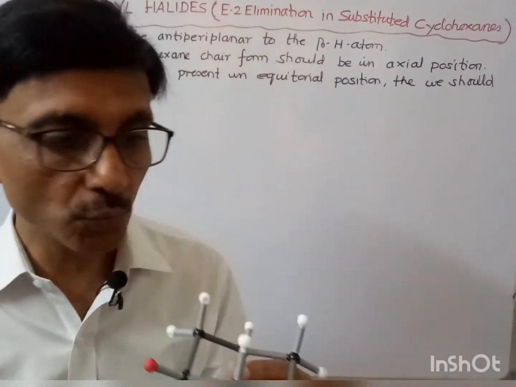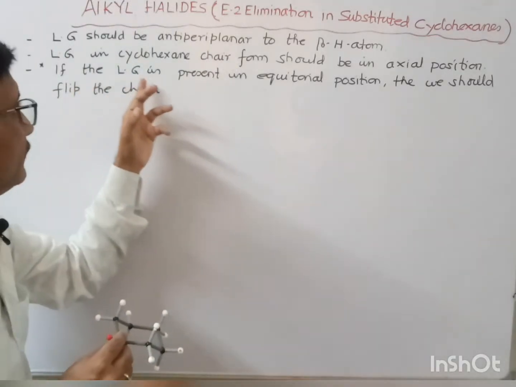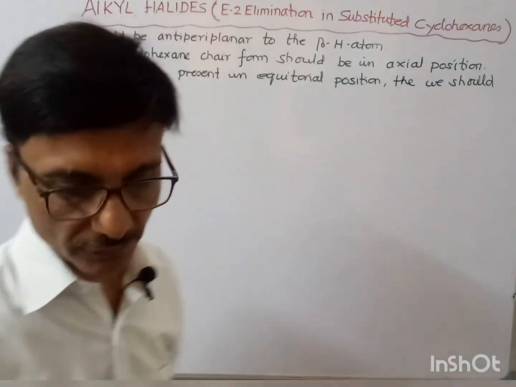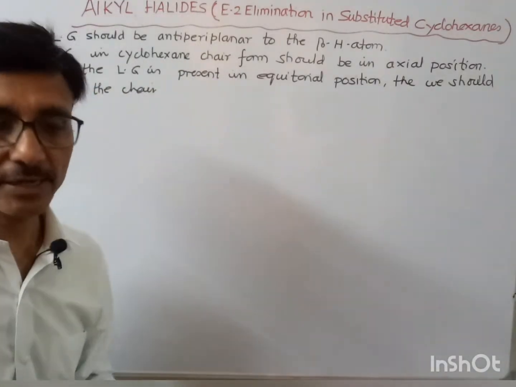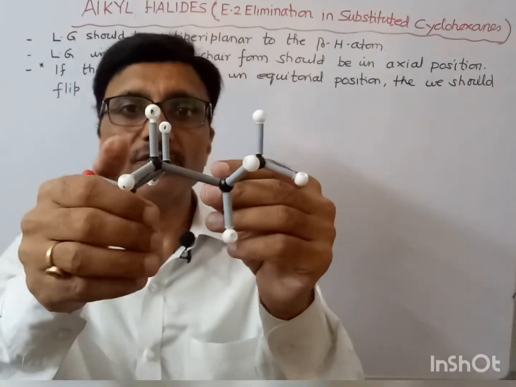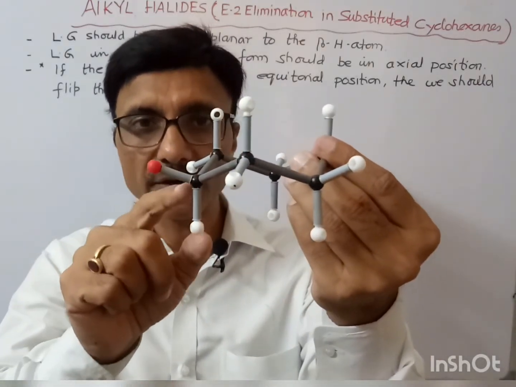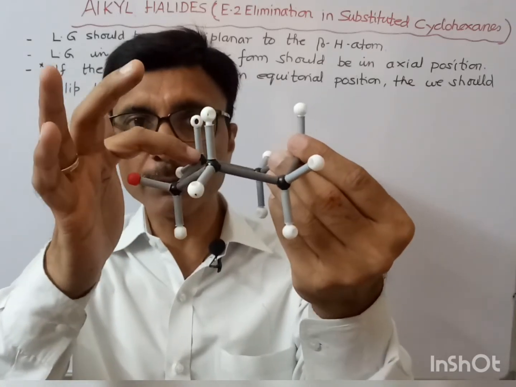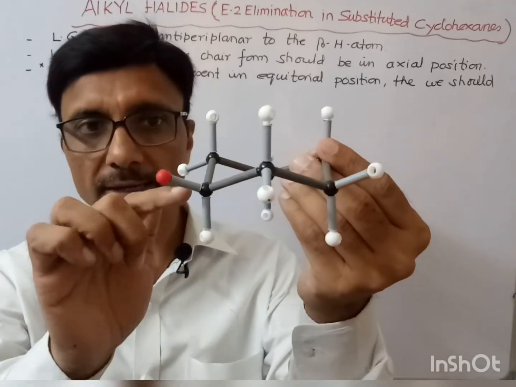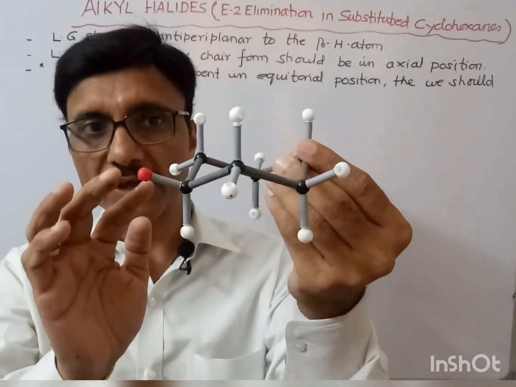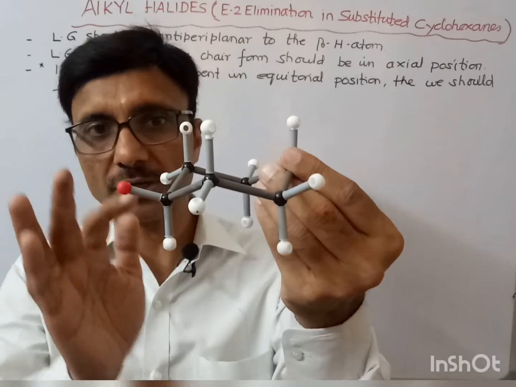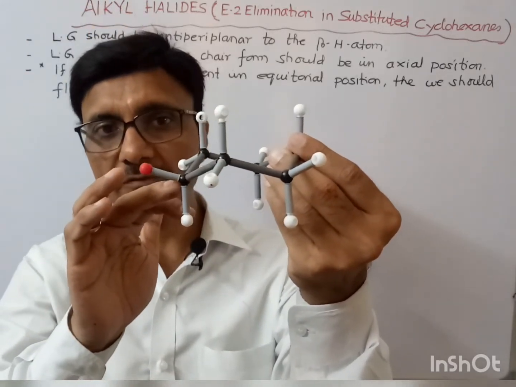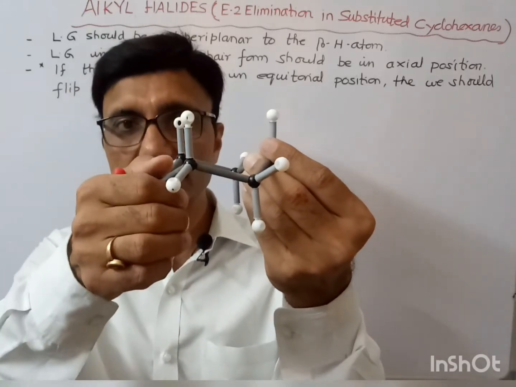That's why what I have written is that if the leaving group is present in equatorial position, then we should flip the chair. We should flip the chair, that can be flipped. So I will flip it. If this carbon is below, then it will go up, and these two carbons are above in comparison to this carbon. So what will happen if we flip it? If we flip the chair, the carbons which are above will go below, and this carbon which is below will go above. So let's flip the chair.